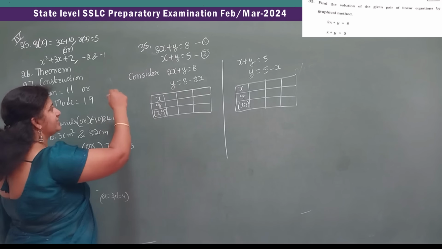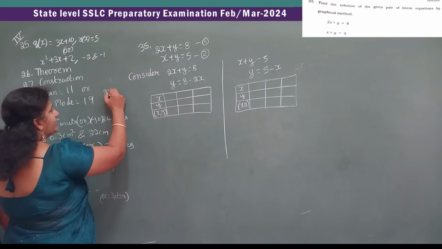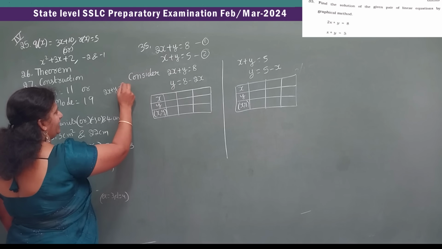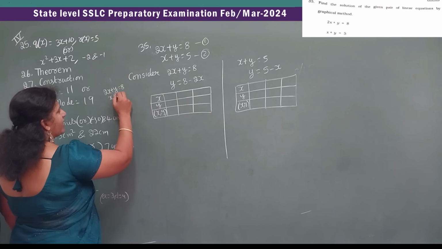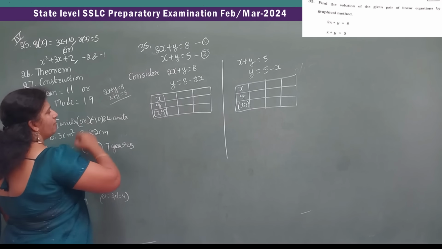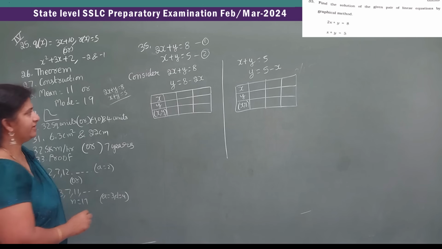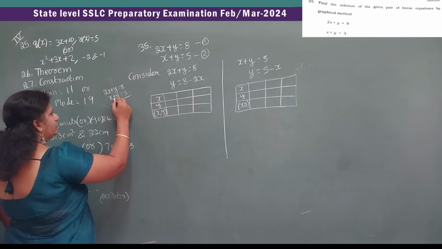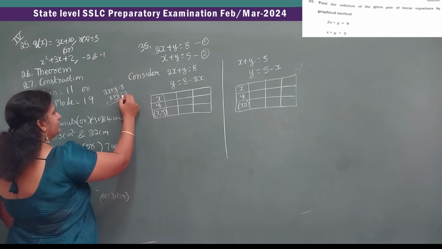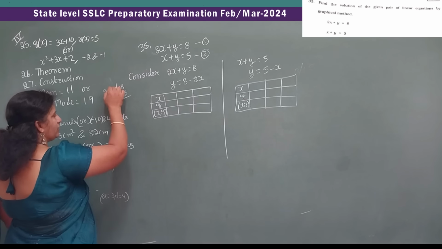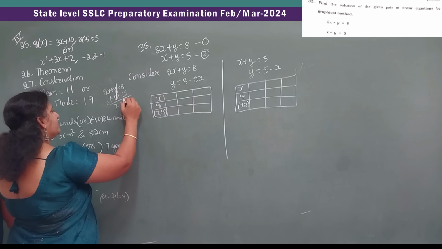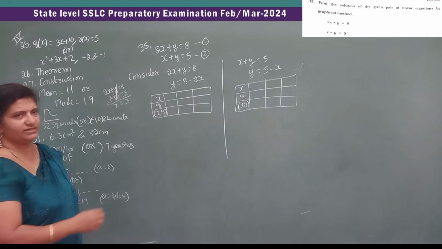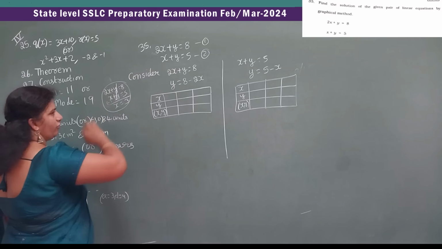Let me solve the equations roughly here. 2x plus y is equal to 8 and x plus y is equal to 5. By elimination method you solve, children, here. So let me do subtraction. y minus y cancel. 2x minus x is x. 8 minus 5 is 3. That's it. Do this part in the rough column.